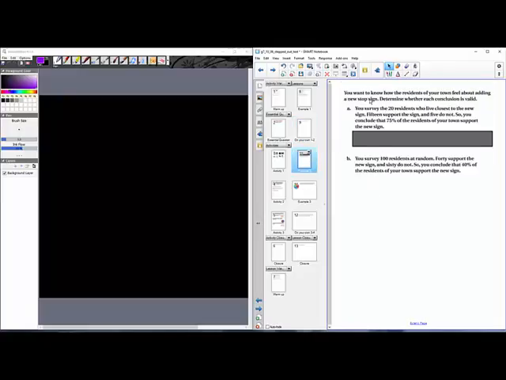All right, so this one says you want to know how the residents of your town feel about adding a new stop sign. Determine whether each conclusion is valid. You surveyed 20 students who live closest to the new sign. 15 support the sign, 5 do not. So you conclude that 75% of the residents of your town support the new sign.